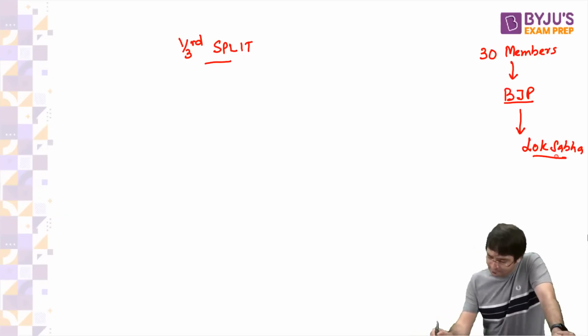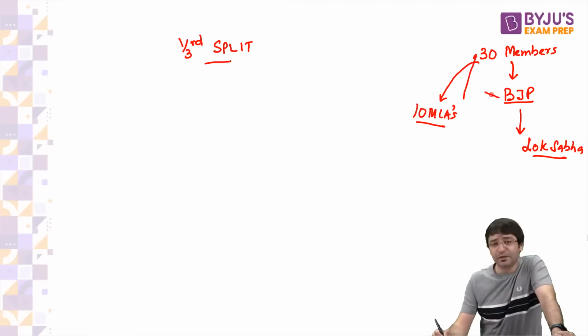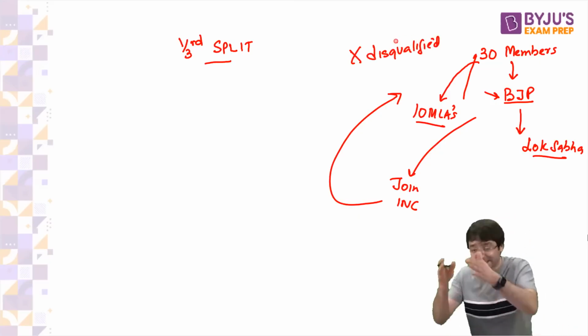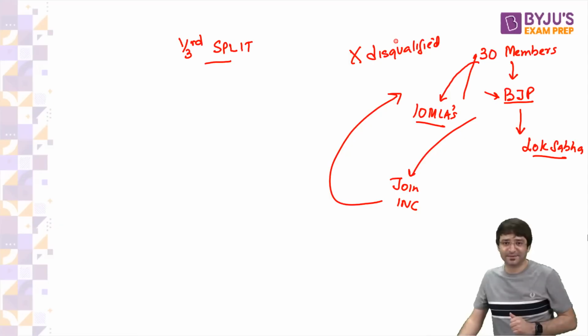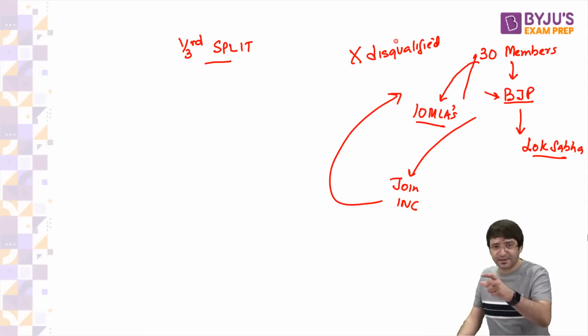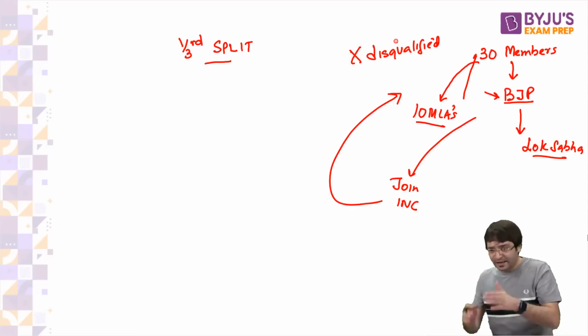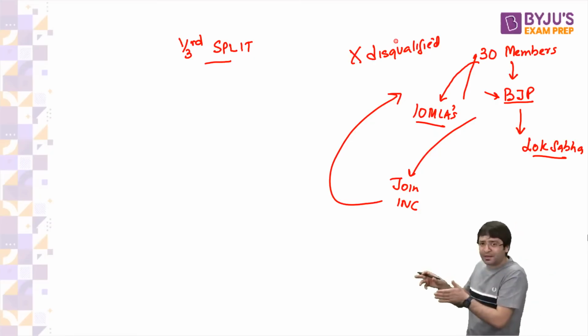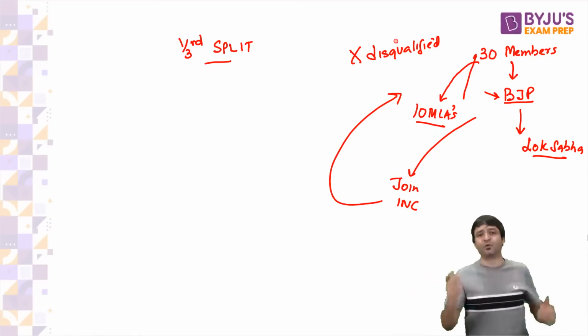Clear? If 1/3 of them split, that means if these 10 MLAs split from BJP, join Congress, these 1/3 MLAs will not be disqualified. Why? Because there is a split in the political party. In Lok Sabha, there are 30 MPs belonging to the BJP. If 1/3 of them decide to split from the BJP, join another political party, these 1/3 MPs will not be disqualified.